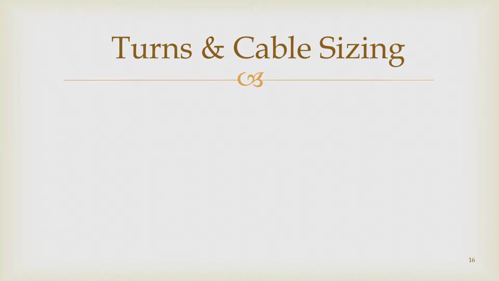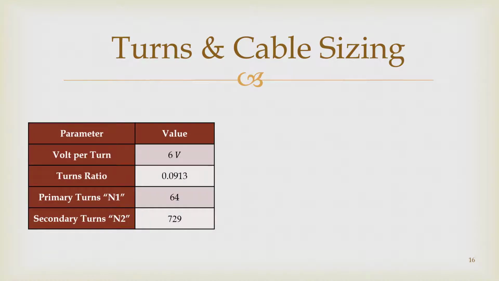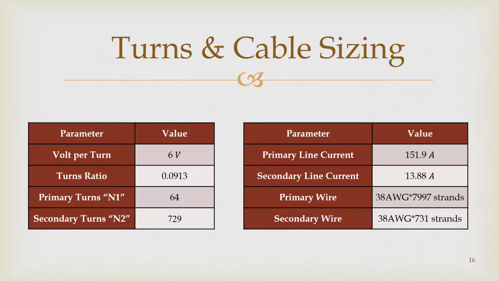Starting with the turns calculation, we obtained 6 volt per turn and a turns ratio of about 0.09, with 64 turns in the primary and 729 in the secondary. After that, we calculated the primary current, which was about 152 amp in the primary and about 14 amp in the secondary. Then we sized the primary wire to be 38 AWG with approximately 8000 strands, while the secondary has about 731 strands.